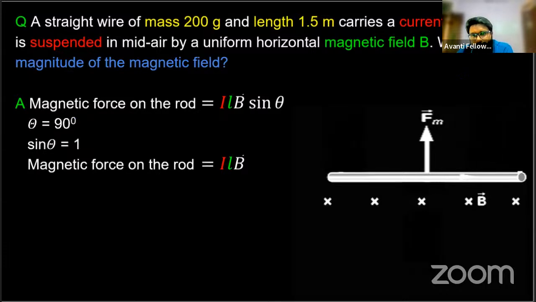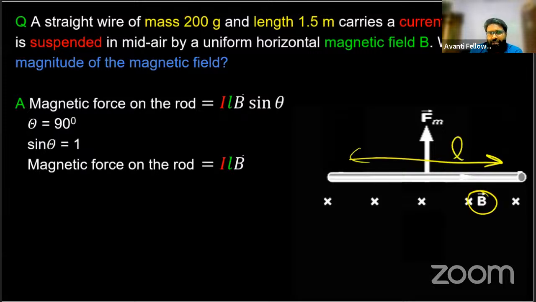Now, if the magnetic field is inward, this is a horizontal magnetic field, and the magnetic force is this. So theta between the length vector, this is the length of the rod, and the magnetic field, how much is the angle? 90 degrees. Theta is 90 degrees, so sin theta is equal to 1. Magnetic force on the rod is ILB.